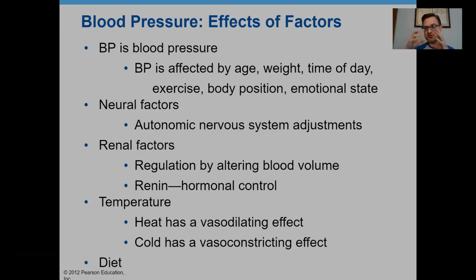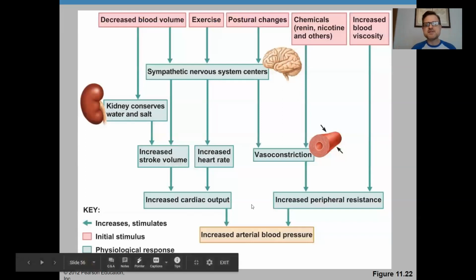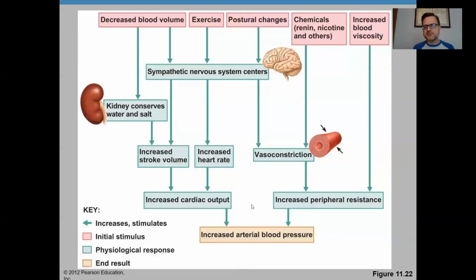Temperature: blood vessels that are hotter vasodilate, which would decrease your blood pressure. Being cold vasoconstricts them, like putting your finger into a fire hose, the water goes faster. That would increase your blood pressure. And diet, obviously. If you have a very fatty diet, you can get fatty plaques on the inside of your blood vessels, which makes them smaller, which would increase your blood pressure. This is a diagram from your textbook where you can look at this yourself that just sort of summarizes all the different ways that your body can regulate your blood pressure.